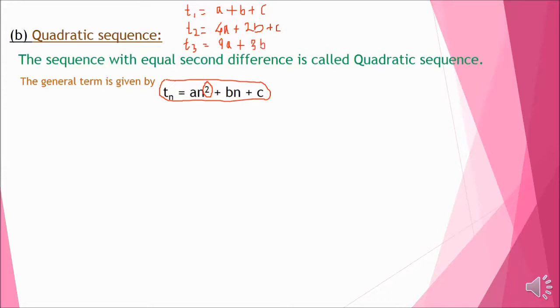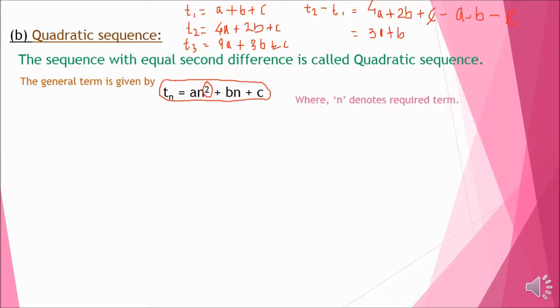Now what will be the difference between T2 and T1? Let's find it first. Our T2 is 4a plus 2b plus c, minus T1, a plus b plus c. The sign will be changed, so it will be minus a minus b minus c. C got cancelled, isn't it? And a and b will be subtracted, so it will be 3a plus b.